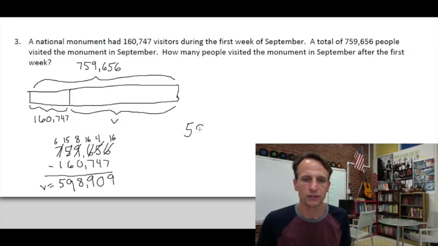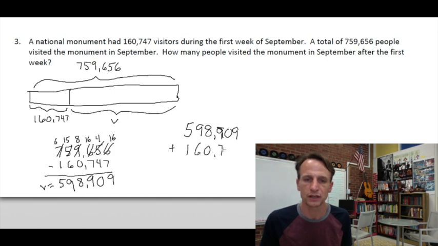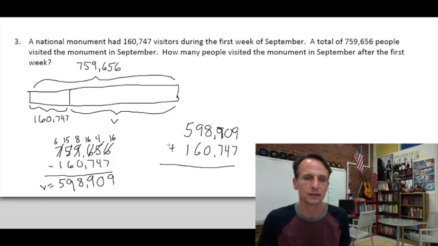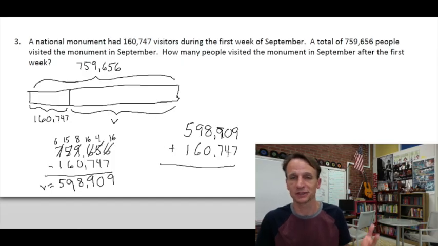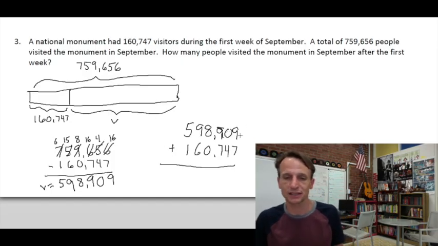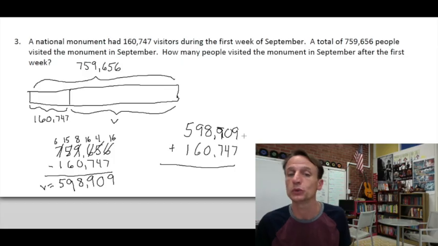All right, so 598,109. And if we add that to the other part, the 160,747, we should get the whole. And I told you this before, don't just go and write that number because you're wasting your time doing a check like that. You actually have to add and see what you get.